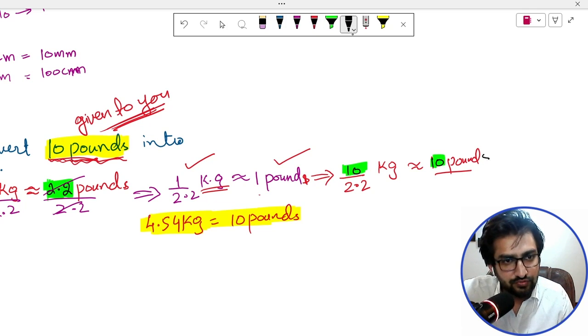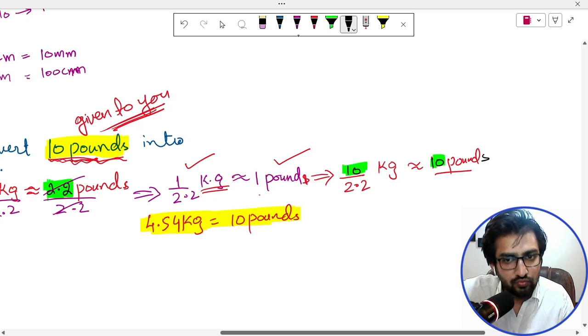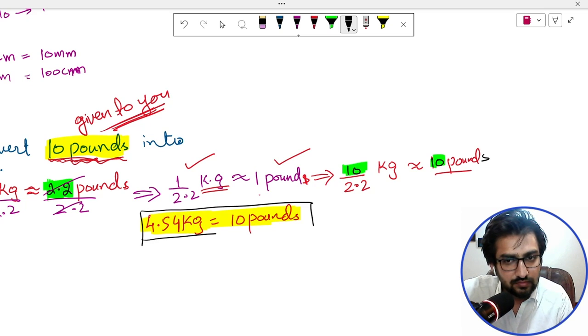This is pounds. And then you solve it. 10 divided by 2.2, you get 4.54 kilogram, which is equal to 10 pounds. This is the answer.